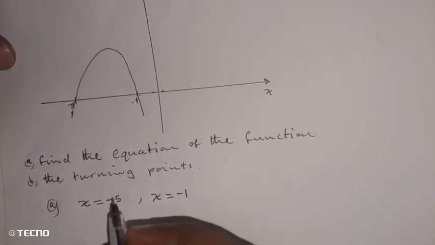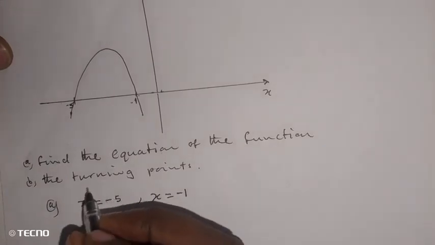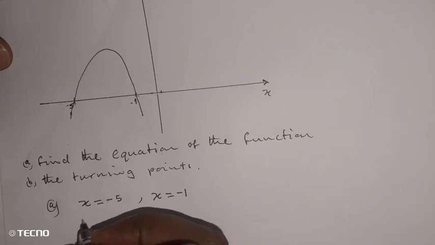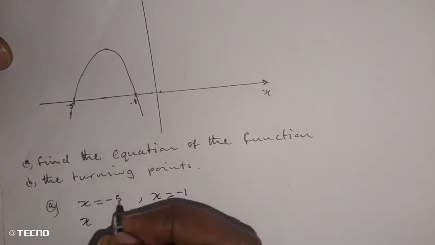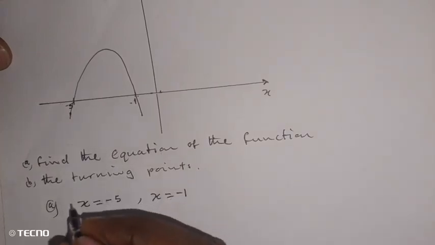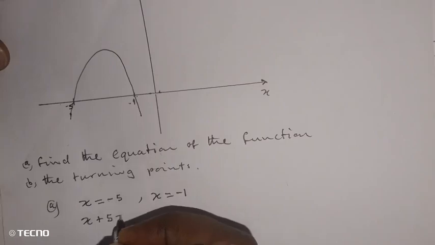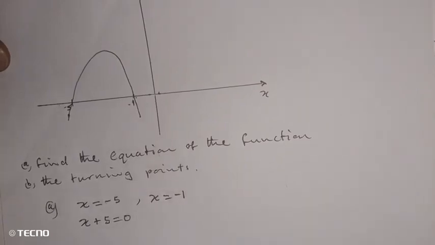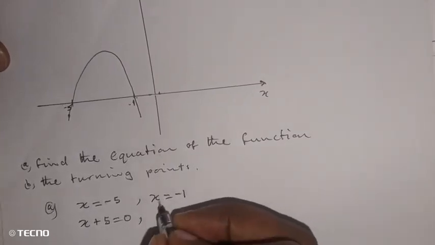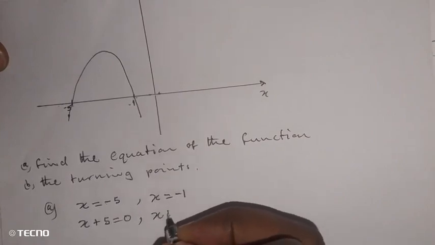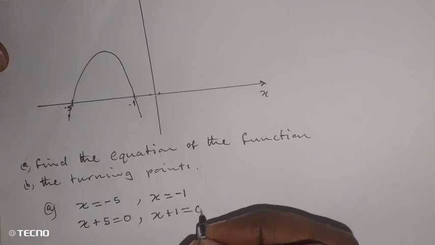So having something like this, which means we're going to transpose this to the other side, then it's going to be our x. This is positive, this is negative, so once it goes this side, it will be what? Plus 5 is equal to 0. This is the way it was. Then again here we have our x plus 1 is equal to 0.